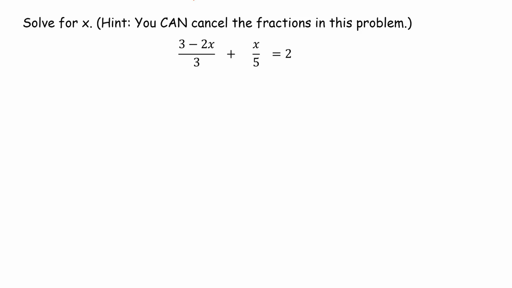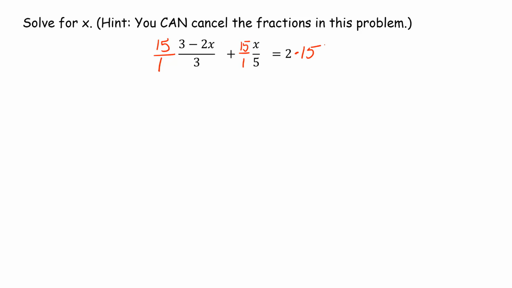So I'm just going to go through and multiply both sides of the equation by 15. I'm going to multiply this fraction by 15. I'm going to multiply this fraction by 15. Notice I am not multiplying by 15 over 15. I'm just multiplying by 15. Okay, I'm not getting a common denominator. That's what I would be doing if I were getting a common denominator.